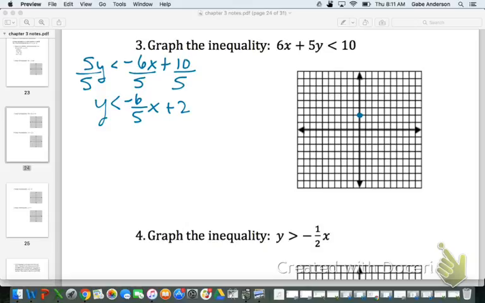So I'm going to start there at my y-intercept. I'm going to go down 1, 2, 3, 4, 5, 6. Right 1, 2, 3, 4. I think that's 5 right there. Okay, so that's my slope triangle.